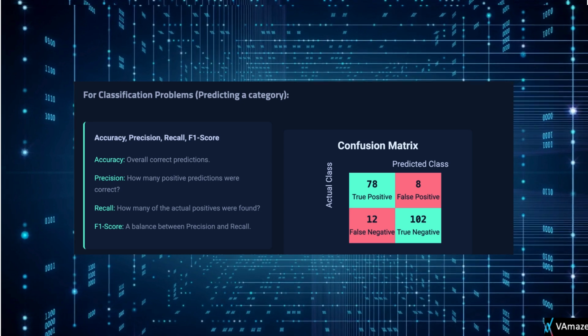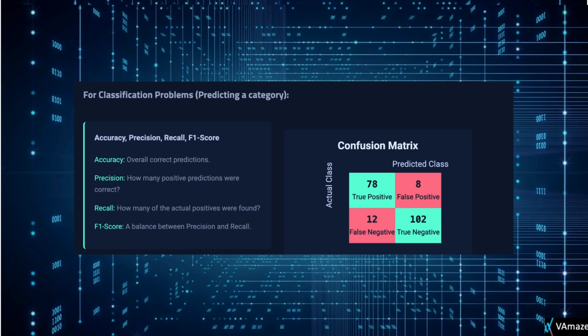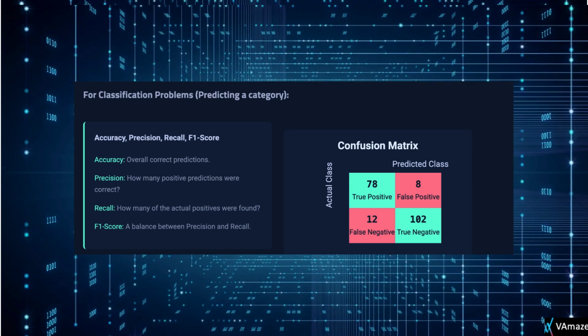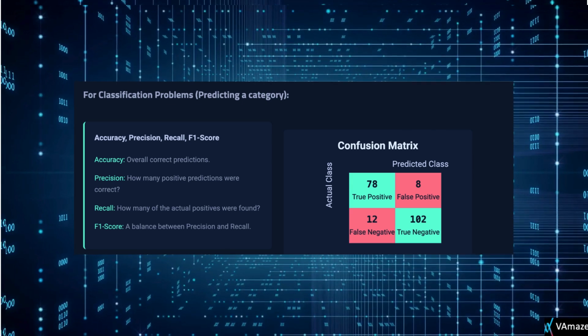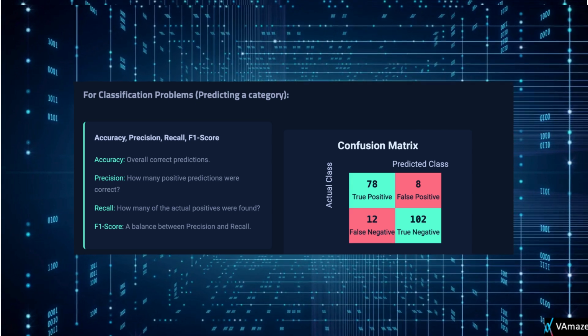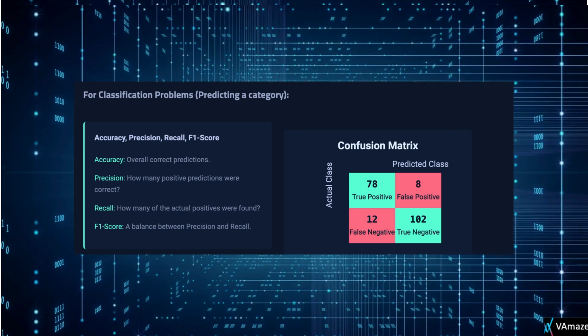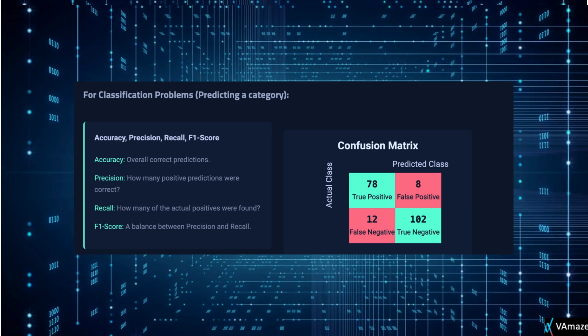Precision, out of all positive predictions, what proportion were actually correct? Important when false positives are costly. Example, spam detection. Recall, or sensitivity. Out of all actual positive instances, what proportion were correctly identified? Important when false negatives are costly.